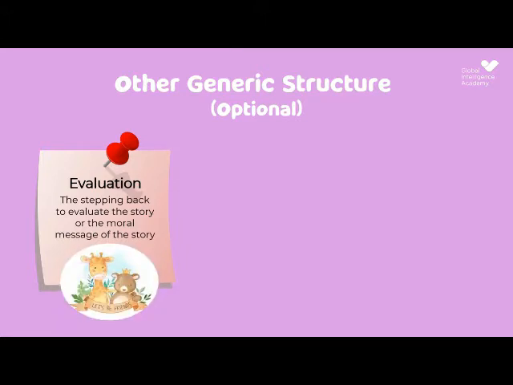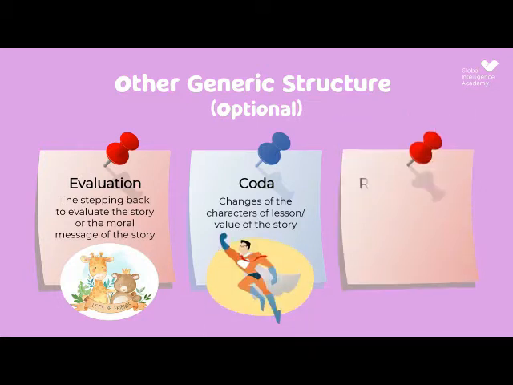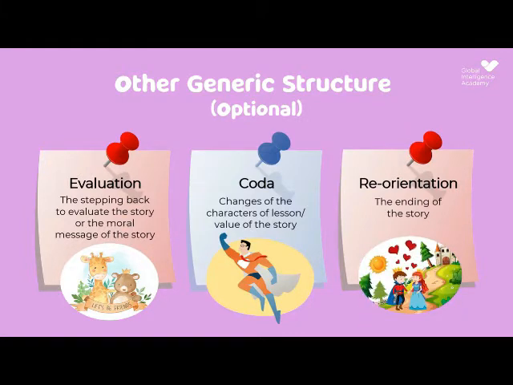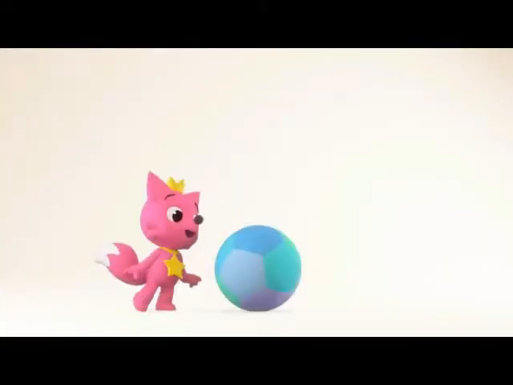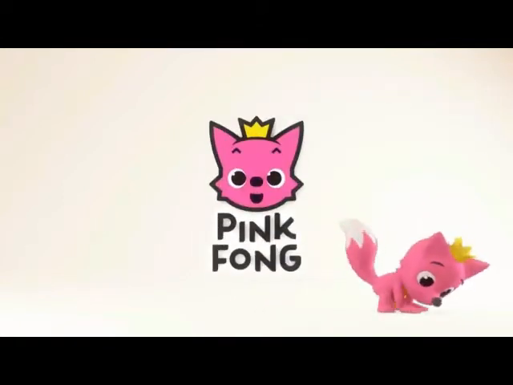And then coda, it's also the same as the evaluation. This is the change that happens at the end of the story. And then the reorientation. For the example, you can take a look at this story of narrative text.